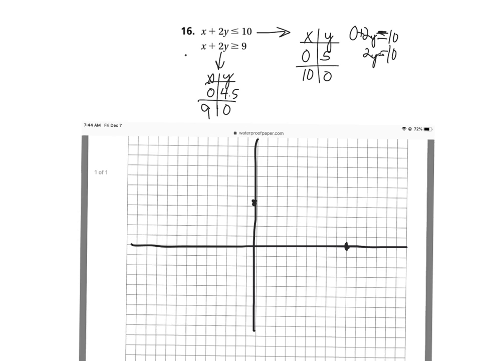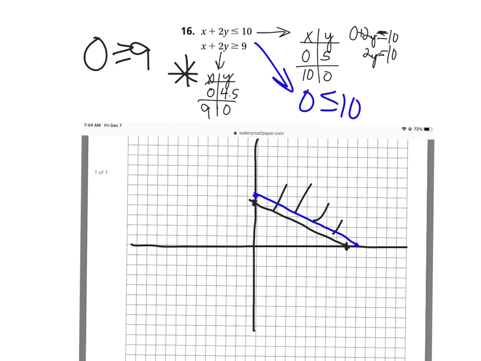So this one I'm graphing first here, that'd be a solid line. If you try 0, 0, you'll get 0 is greater than or equal to 9, which is not true, so we'd be shading above that line. For the other line, the line would be something like that. If we try 0, 0 there, it would be 0 is less than or equal to 10, which is true. So we'd shade below that line because 0, 0 is below the blue line.